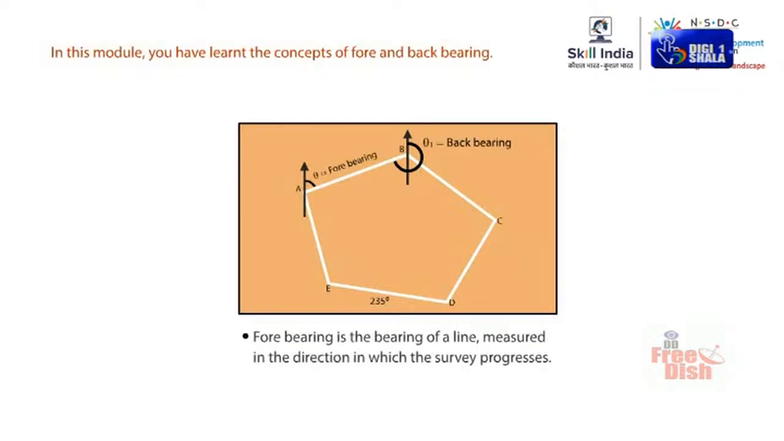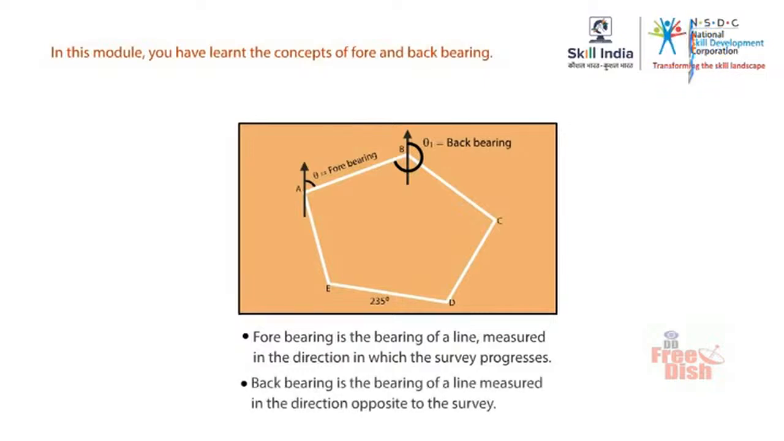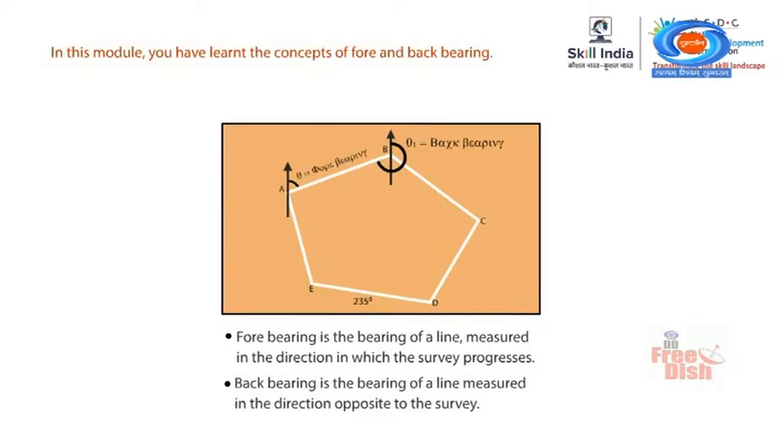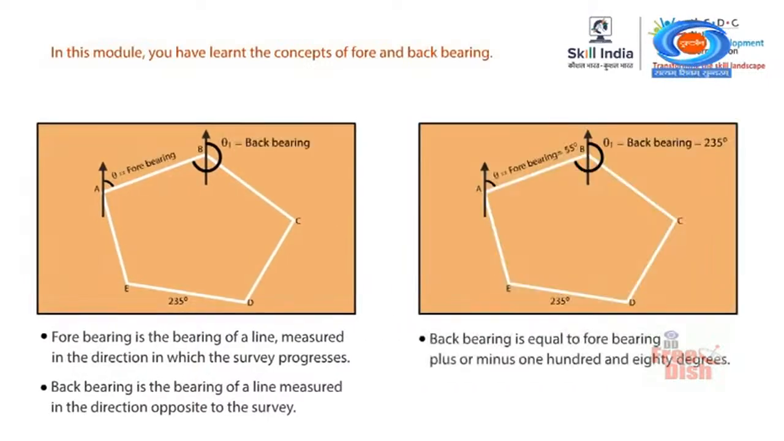Forebearing means the bearing of a line as measured in the direction in which the survey progresses. Back bearing means the bearing of a line measured in the direction opposite to the survey. The relation between forebearing and back bearing is that back bearing is equal to forebearing plus or minus 180 degrees.